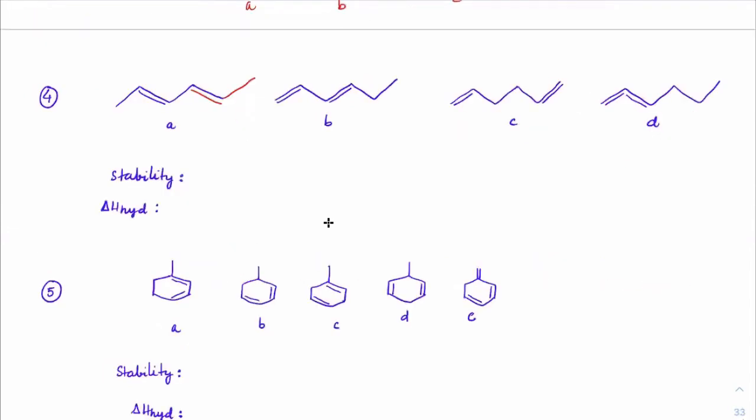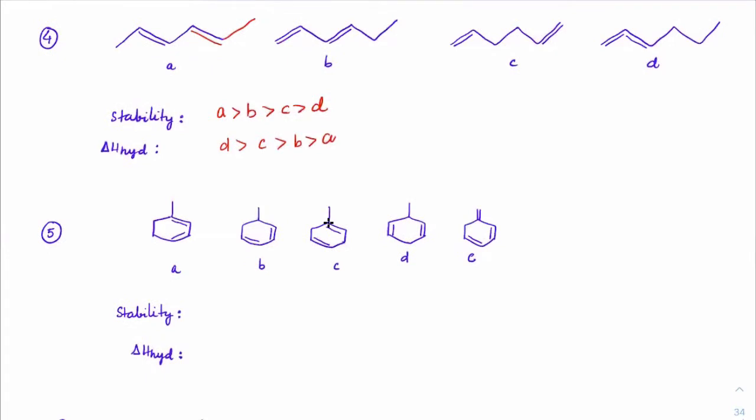So we can see A is more stable as compared to B. Okay. And C does not have resonance. D does not have resonance. Moreover, cumulative double bonds are unstable. So this would be the stability order A, B, C, D. Well, for hydrogenation, because this is the most unstable form, that would release more amount of energy. So D would have more delta H hydrogenation compared to C, compared to B, and compared to A.